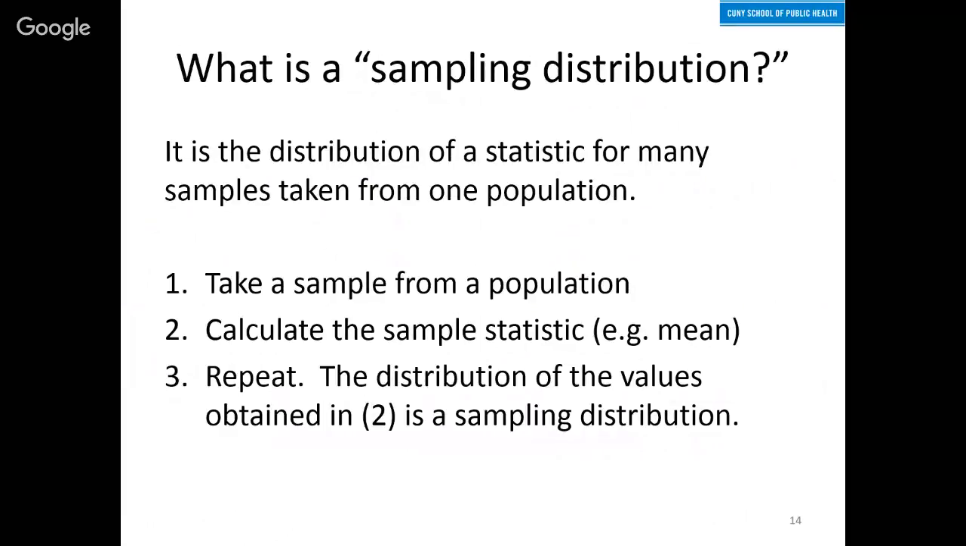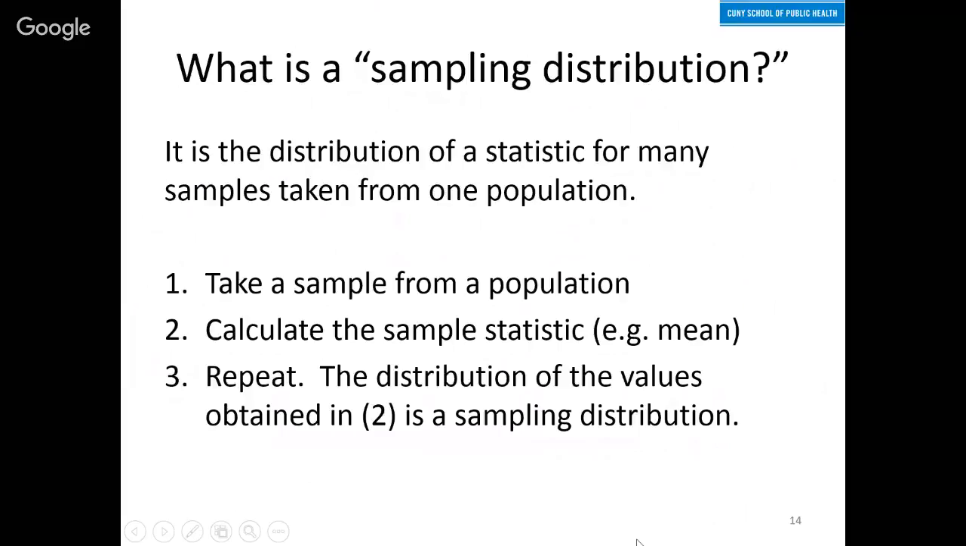What is a sampling distribution? What I just showed you was the distribution of individuals in a sample. That is not a sampling distribution. The sampling distribution is the distribution of something calculated from a sample like that, observed over many samples.